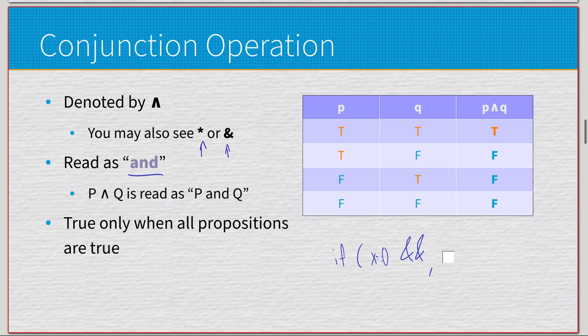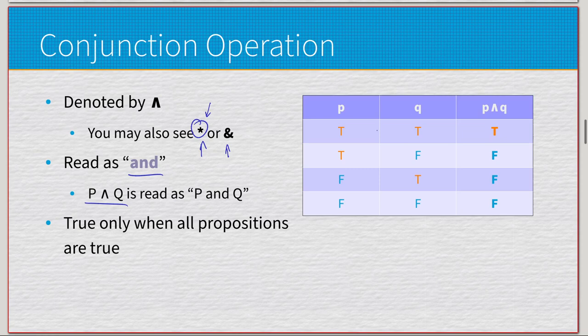It's the same thing. So when we read it, we read this as P and Q, and it's true only when all propositions are true. So if you look at this truth table, we have one instance where both P and Q are true, and that is the only time that the actual compound proposition is also true. And if you want an easier time understanding this, we can boil this down to basic algebra and treat it like math based on our asterisk here.